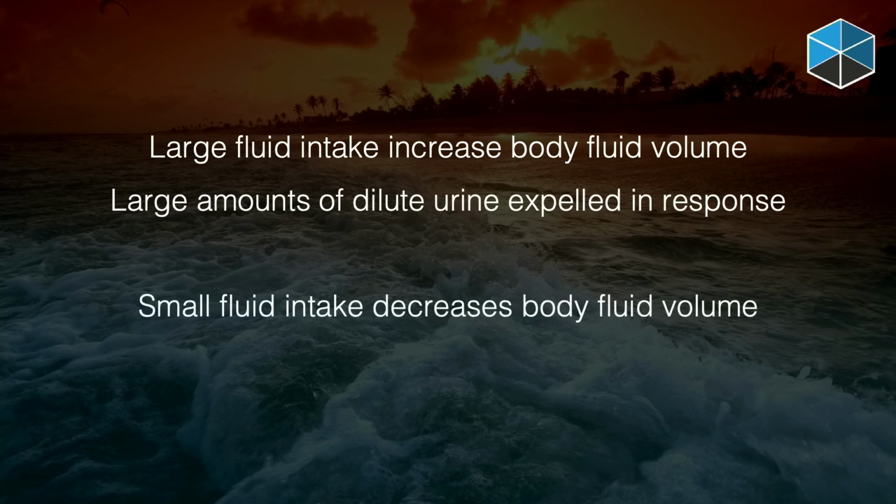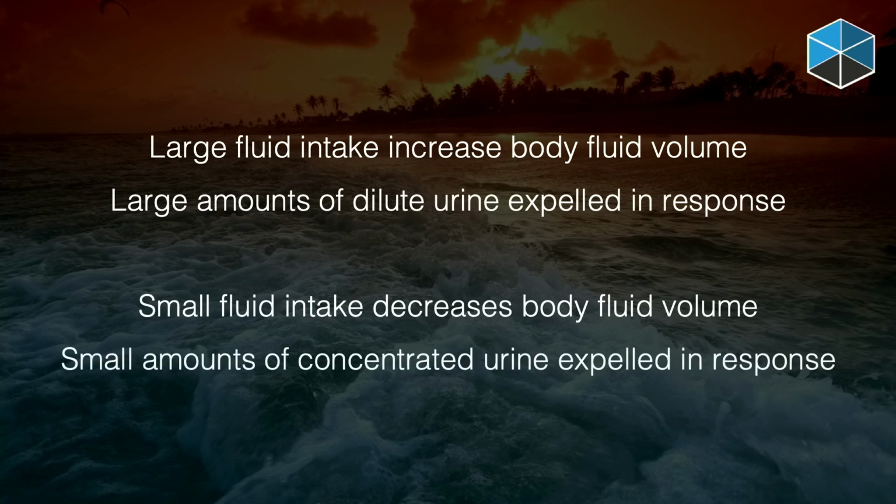On the other end of the spectrum, small fluid intake means body fluid decreases. We don't want that situation. Long term, we want to conserve fluid in that situation, so we will release small amounts of concentrated urine. Those are the two ends of the spectrum. How is it that one system, that the nephrons, can do both dilute urine production and concentrated urine production?